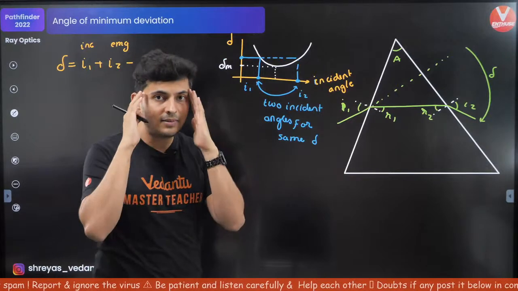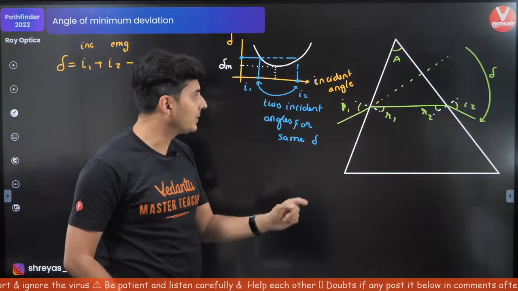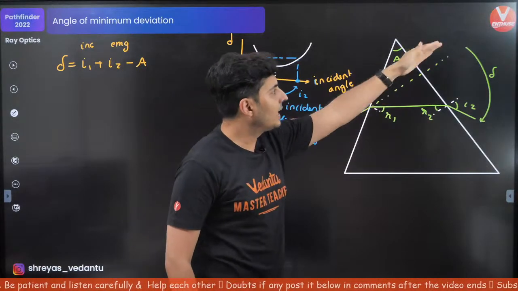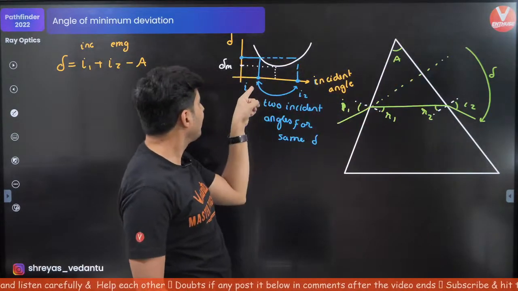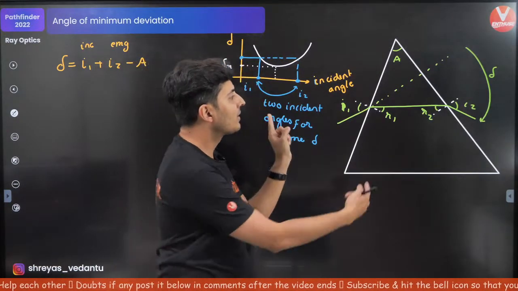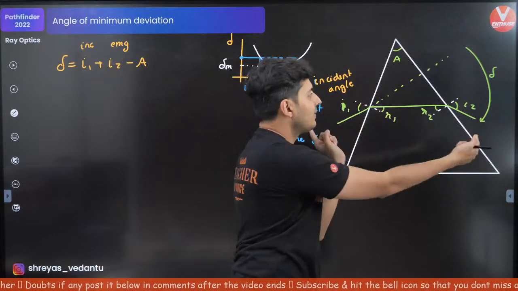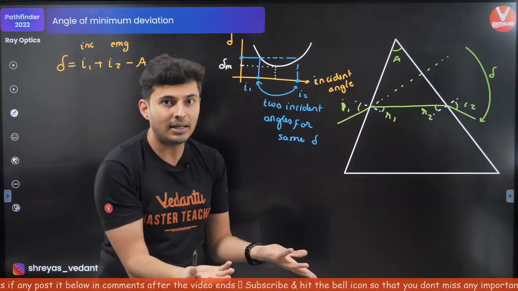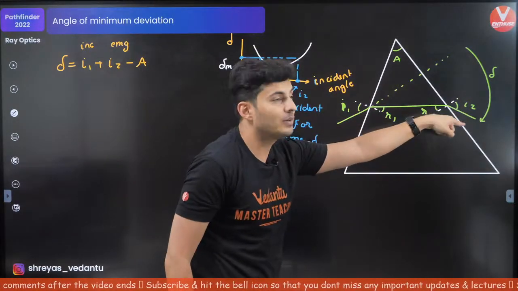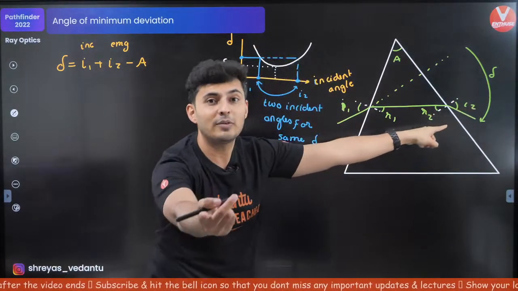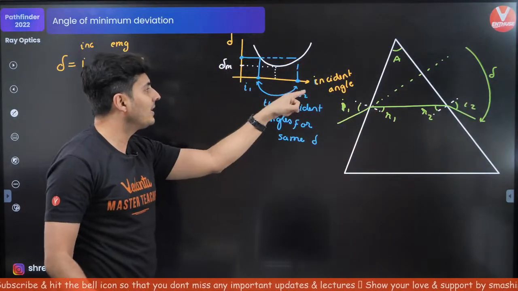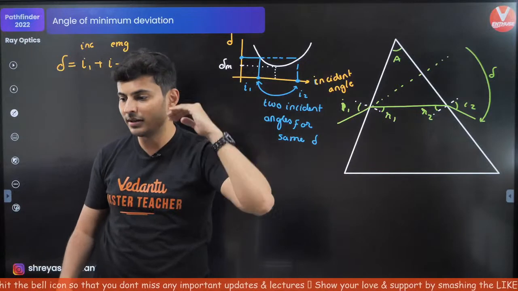And how did I arrive at that conclusion? Again, I'll explain. If this I1 is the incident angle, then you get some deviation over here. Now, if you reverse the direction of light, you still get the same delta. That time, what will be the angle of incidence? I2 will be the angle of incidence. So, you get the same delta for I1 and I2. Is that now clear?